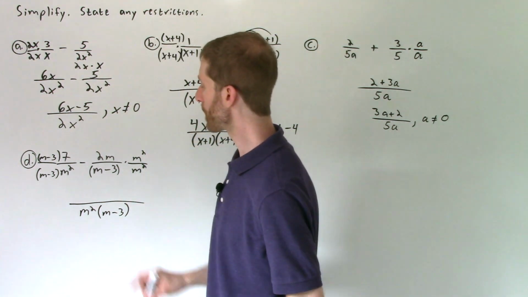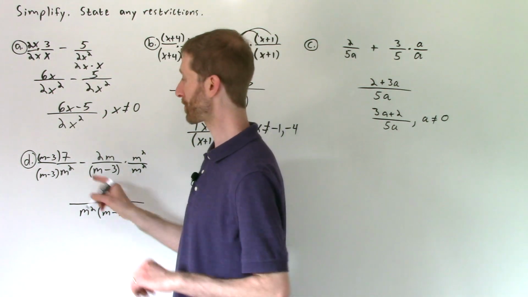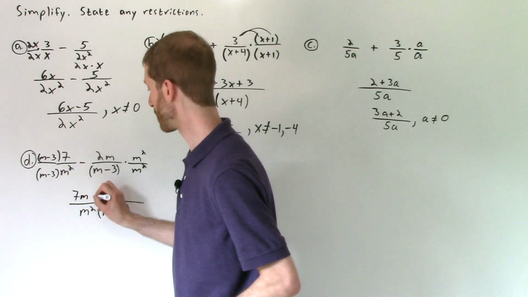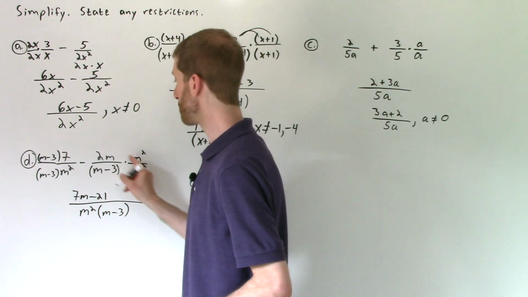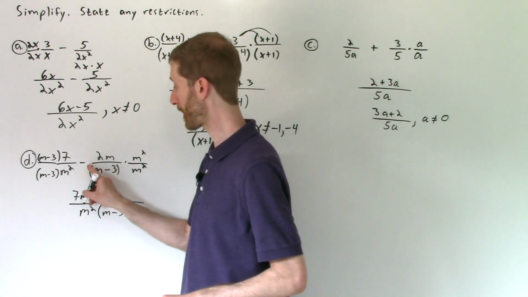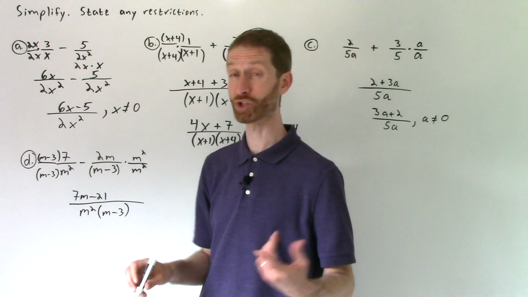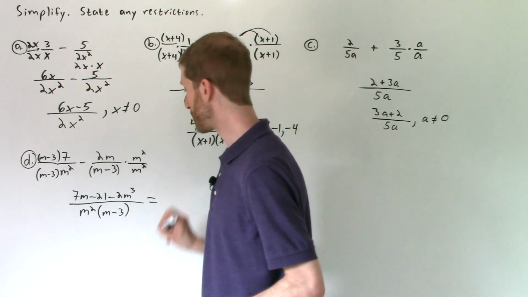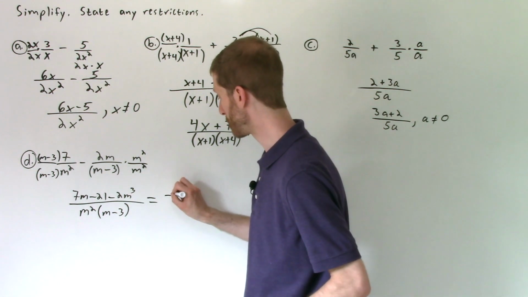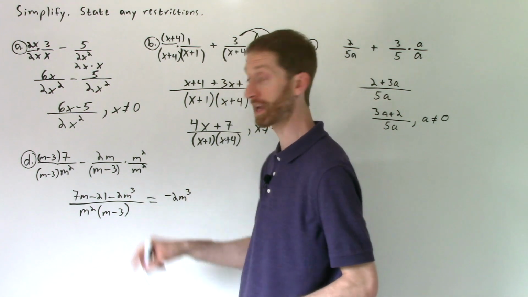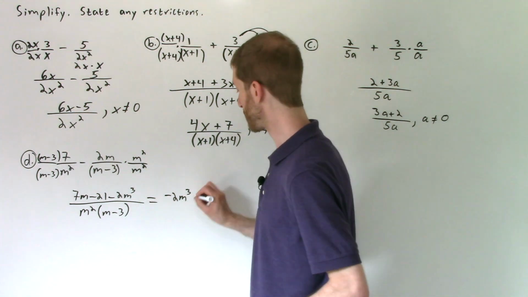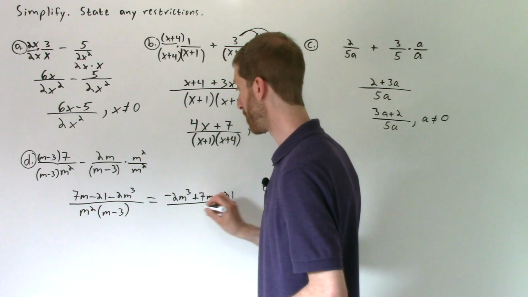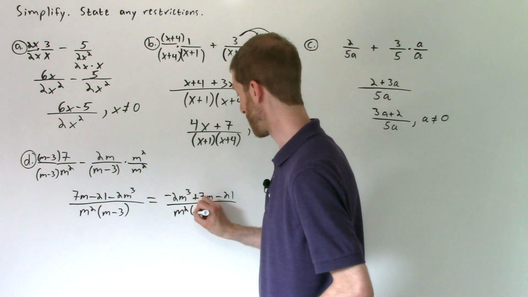Beautiful. So I'm going to again do that distribution to save ourselves a step. 7 times m is 7m. 7 times negative 3 is negative 21. M squared times 2m. Careful, it's subtraction. 2m times m squared is 2m cubed. It's minus 2m cubed. And we want to put that in standard form. So that's going to be negative 2m cubed. That negative sign stays, of course, with the 2m cubed. Plus 7m minus 21. And that is all over m squared times m minus 3.